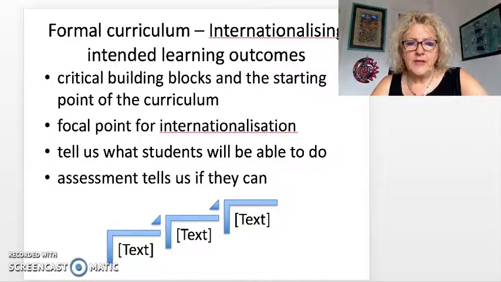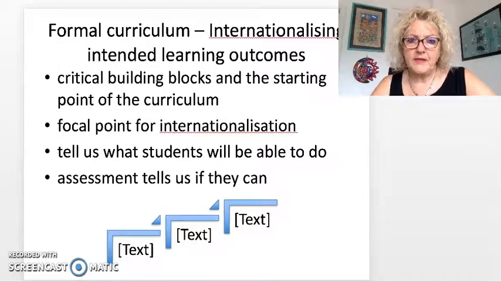Now, the formal curriculum, as I mentioned earlier, is that which is assessed. And we need to think about what we call the intended learning outcomes that Betty refers to in that definition, because they are the critical building blocks for the curriculum, and they're the starting point for what we can do in terms of internationalizing the curriculum. They explain to us what students will be able to do at the end of the program, and then through assessment we know if they can.